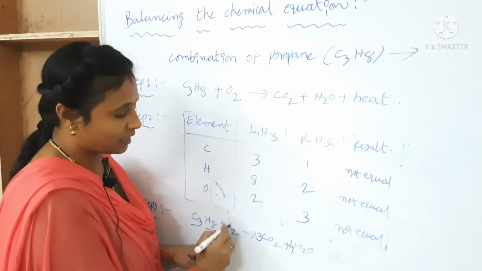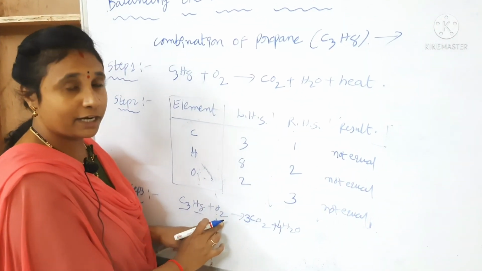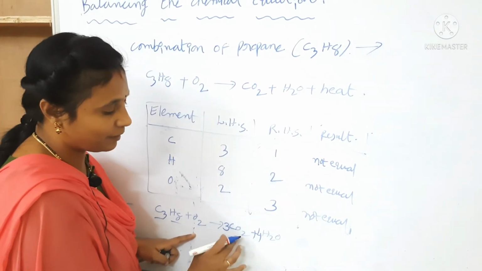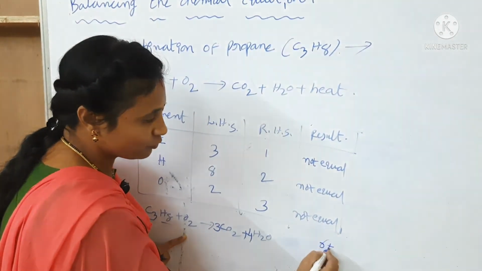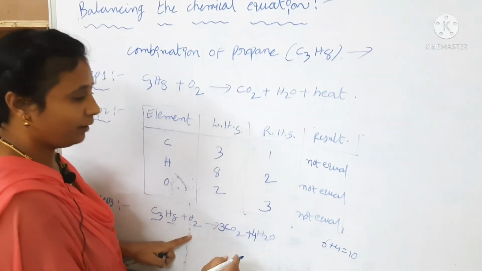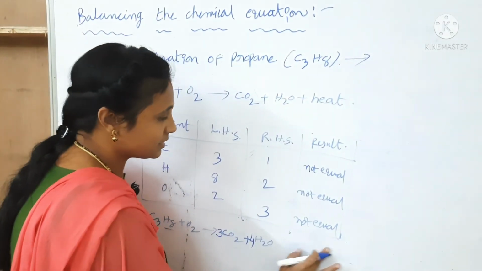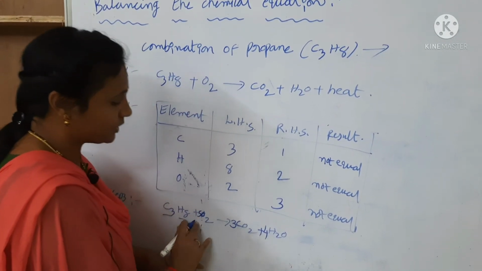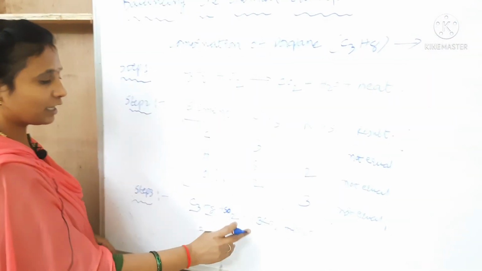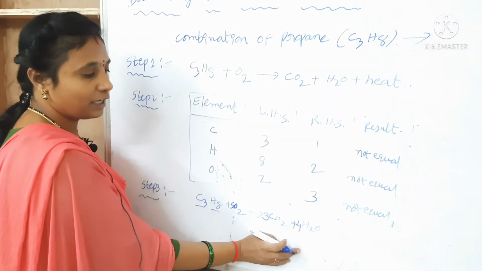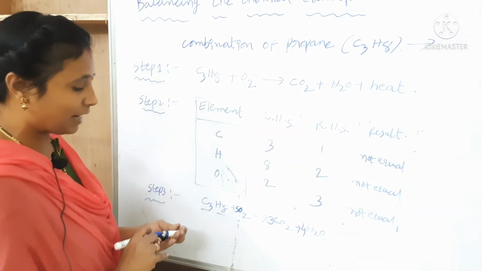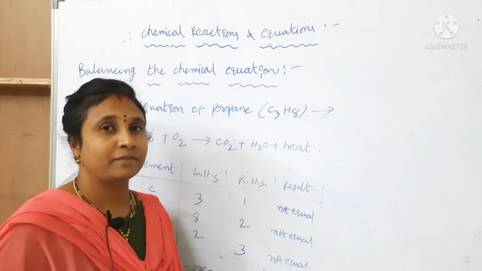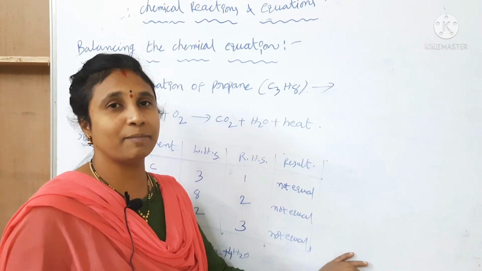Next, you have to check the oxygens. On the left side, how many oxygen atoms are there? 2 atoms. On the right side, how many atoms are there? 3 twos are 6 plus 4, that is equal to 10. Okay. For balancing oxygen, you have to take the coefficient as 5. Therefore, the given equation is a balanced equation. Is it understood? Like this, you have to balance the equations carefully. Is it understood how to balance the chemical equation?